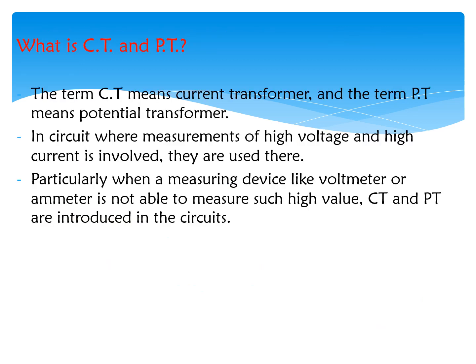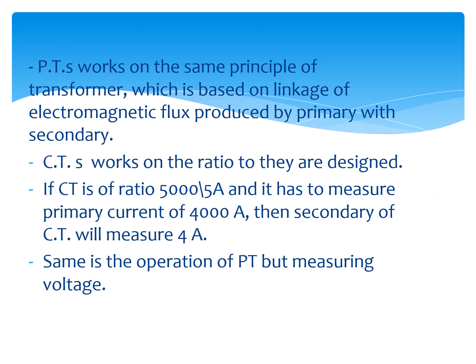What is CT and PT? The term CT means current transformer and the term PT means potential transformer. In circuits where measurement of high voltage and high current is involved, they are used. Particularly when a measuring device like a voltmeter or ammeter is not able to measure such a high value, CT and PT are introduced in the circuit. PT works on the same principle of a transformer, which is based on linkage of electromagnetic flux produced by the primary with the secondary.